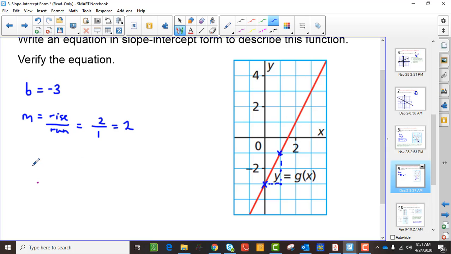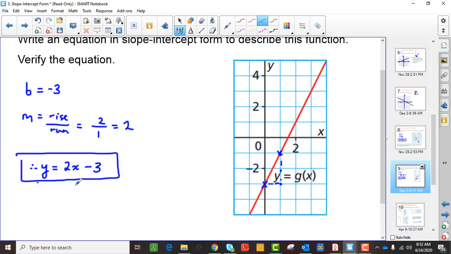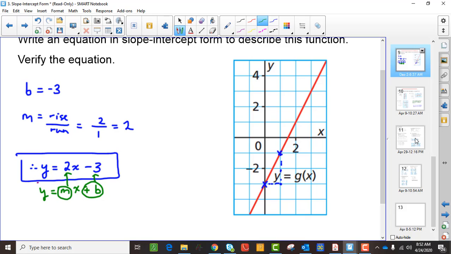So that means my equation is y is equal to mx plus b. So y equals 2x minus 3. And again, just so you know where this is coming from, this is my general equation, mx plus b. So my m was 2, that's where I got that from, and my b was -3. So that's the concept of both graphing a line using the slope-intercept form and getting the equation from the graph.